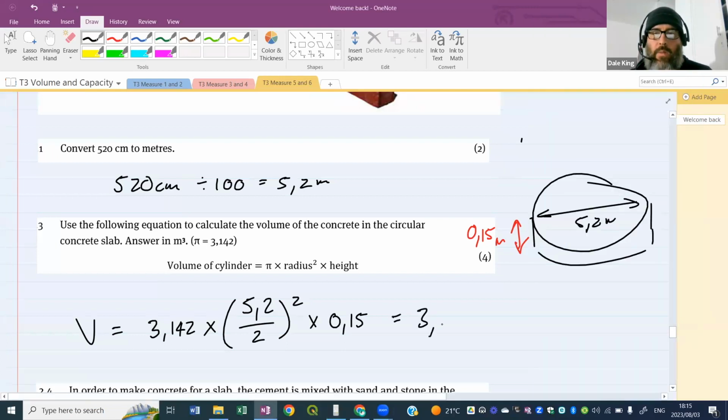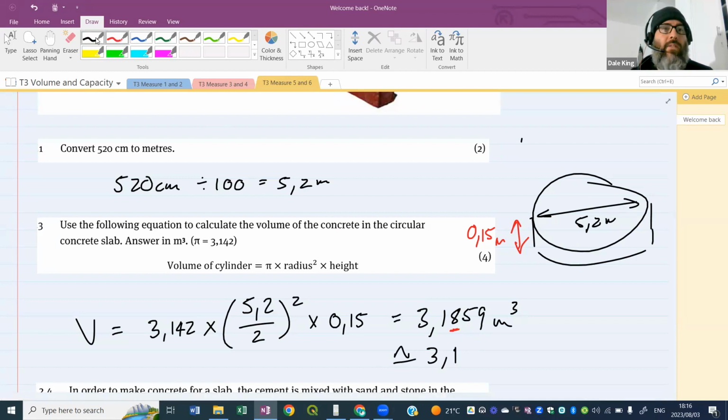I'm going to write it out here. 3,1859, which becomes 3,1... careful, it's that 8 there. The second decimal is an 8, but it's got a 5 next to it, so that 8 will become a 9. I saw Ben rounding off there. Yes, good. So that's 3,19 meters cubed.